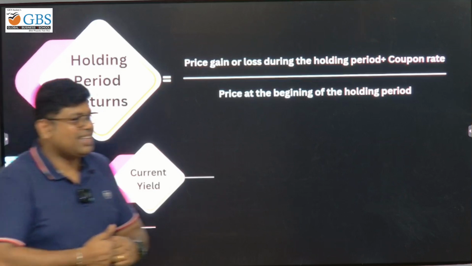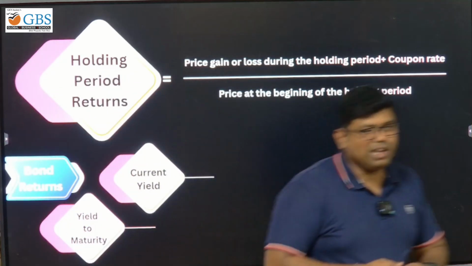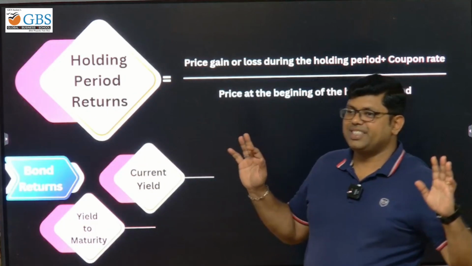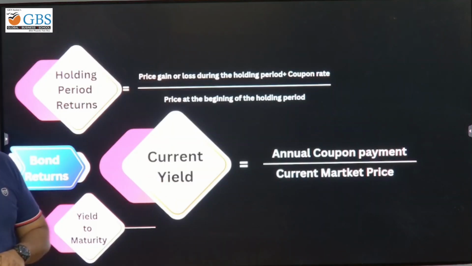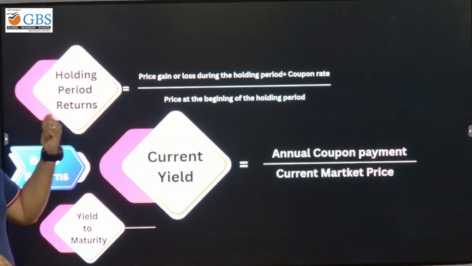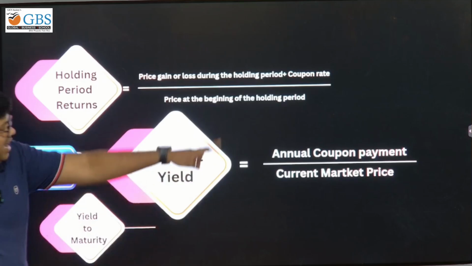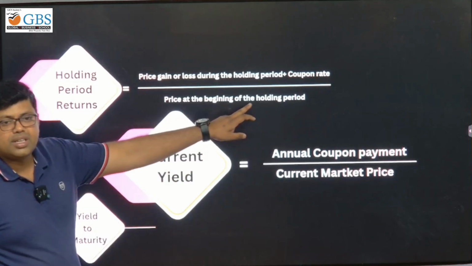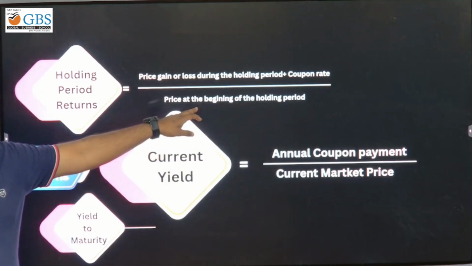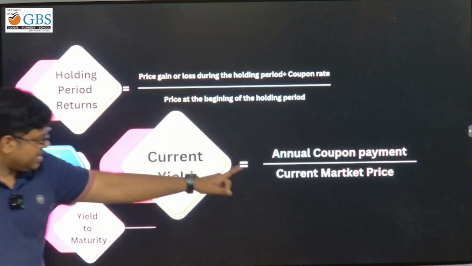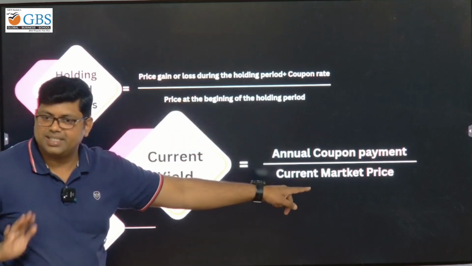40 divided by 100 into 100, that is 40%. Any doubt? Current yield. So what is the difference between, first of all, holding period return and current yield? See here, in holding period return you use the price at which you bought it. Here it is the current market price.